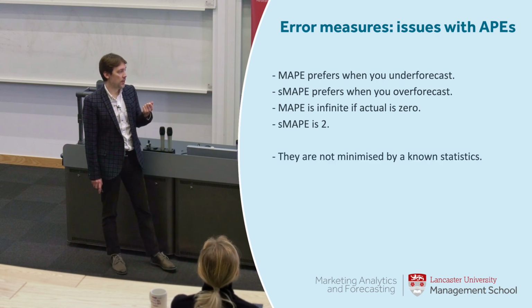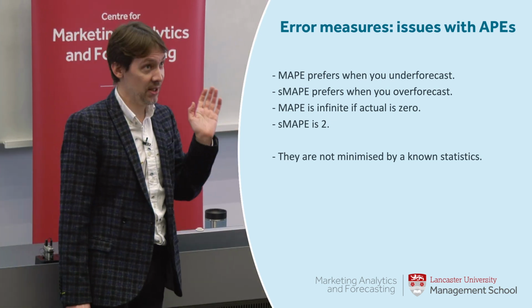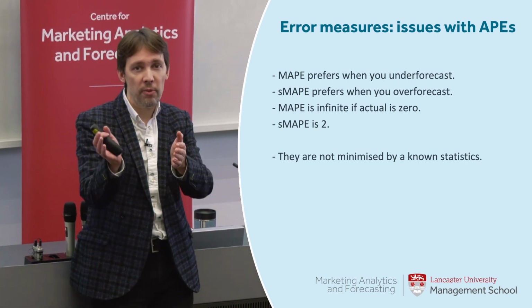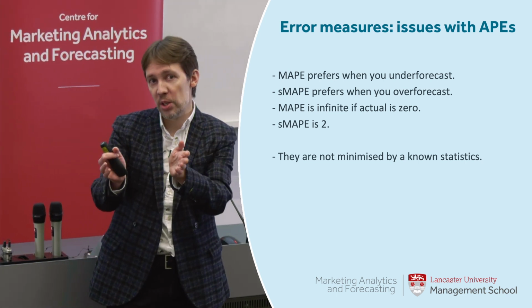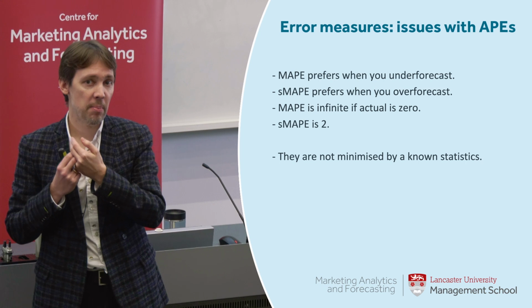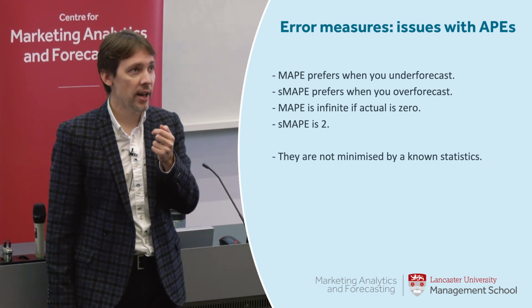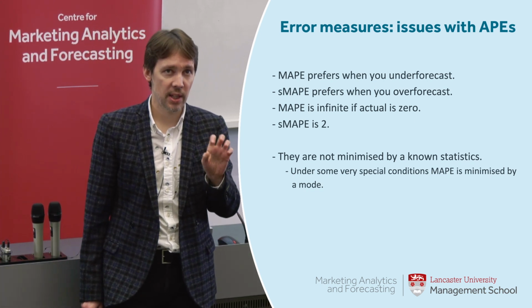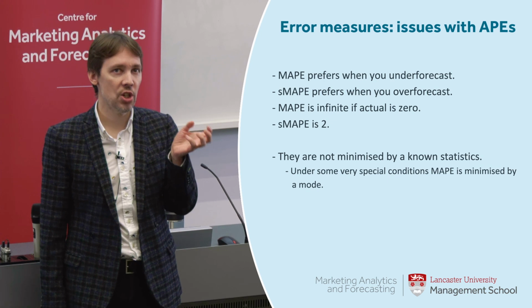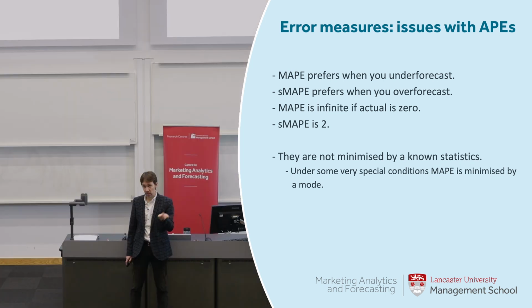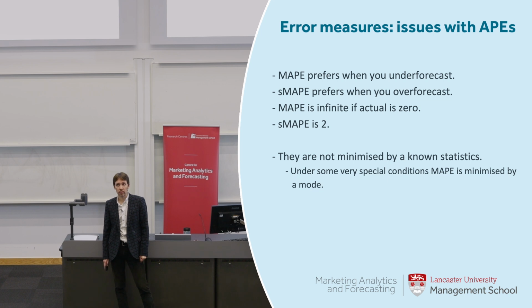So these are already bad things, as you can see, but in order to make things even worse, they are not minimized by any known statistics. You remember a few slides ago, we discussed that mean absolute error is minimized by median, RMSE is minimized by mean. We have no idea what MAPE and sMAPE are minimized by. Well, actually, that's not entirely true, because Stefan Kolassa has shown in one of his papers that MAPE, under some very special conditions, is minimized by mode, but you really need to meet those special conditions. So in real life, that does not happen very often.